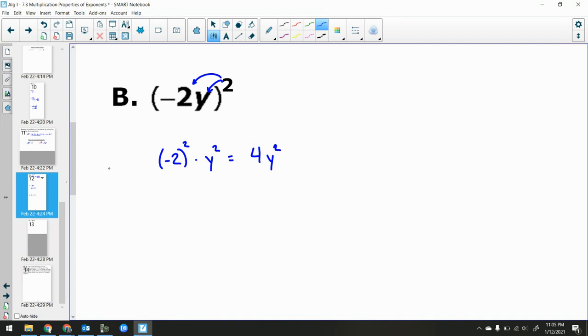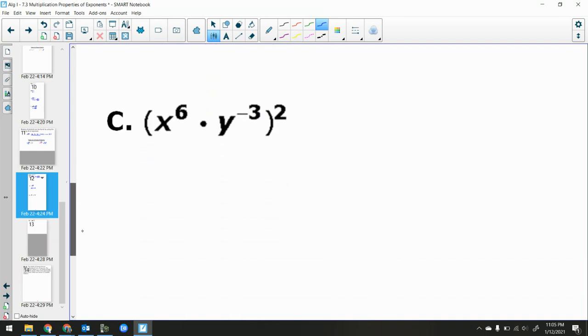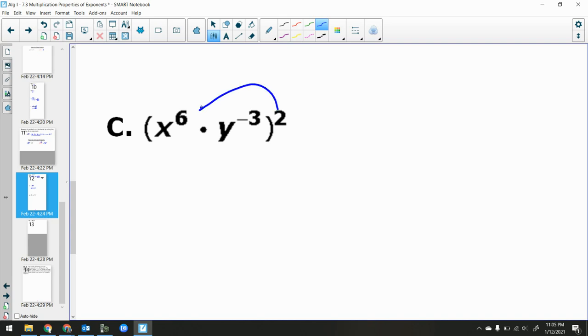Let's take another one. All right. Now, I distribute this power, and when I distribute this power, look, there's already exponents acting on this thing. So this is really like saying x to the 6th squared times y to the negative 3rd squared. Okay, so we're layering these rules again. This was a power of a product, and now it's power of a power.